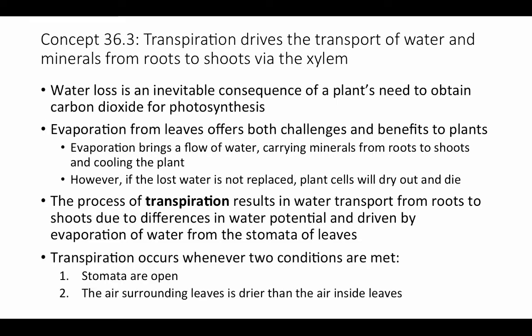So the process of transpiration results in water transport from roots to shoots due to differences in water potential, and it's going to be driven by the evaporation of water from the stomata of leaves. So transpiration occurs whenever two conditions are met. The stomata have to be open to be able to evaporate that water out from the leaves, and the air surrounding the leaves has to be drier than the air inside the leaves to draw that water out.